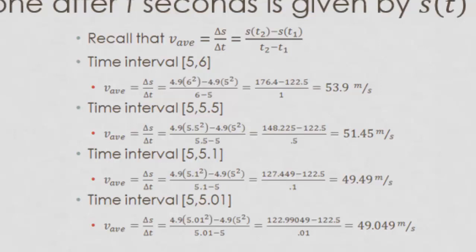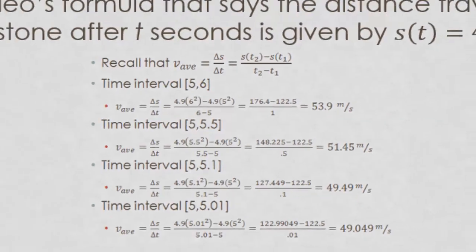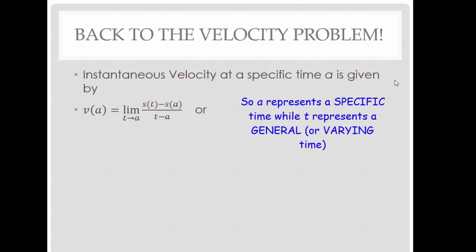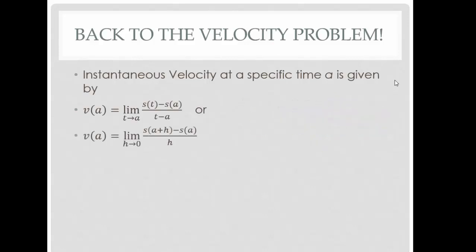So to avoid having to do this with so many numerical calculations, we use the fact that the instantaneous velocity is the limit of the average velocities. So instantaneous velocity at a specific time a is going to be given by the limit of the average velocities. There's s of t minus s of a over t minus a. There's the change in position and change of time. Or if we use the other notation, there's the s of a plus h minus s of a all over h. So this is just the two different notations that we discussed with the tangent problem as well.